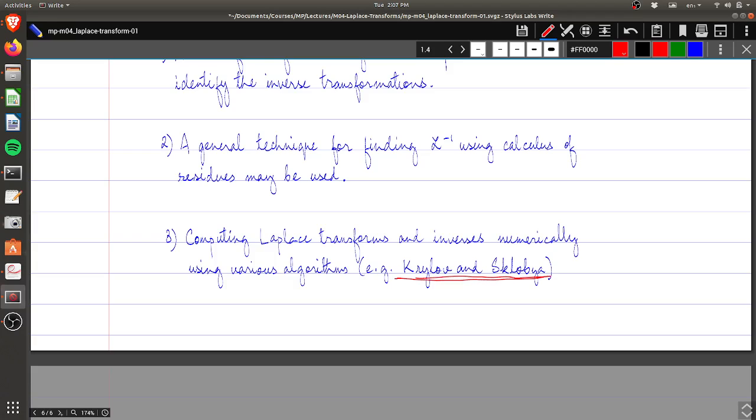But what we will be doing here, the most convenient and the easiest way to find the inverse, is by just referring to a table. So for our purposes, we will be using this. We will not be using the other two methods. Okay, so that's about the Laplace transforms. Before we move on to the properties of Laplace transforms, have you all understood? Yes, sir. Any questions?